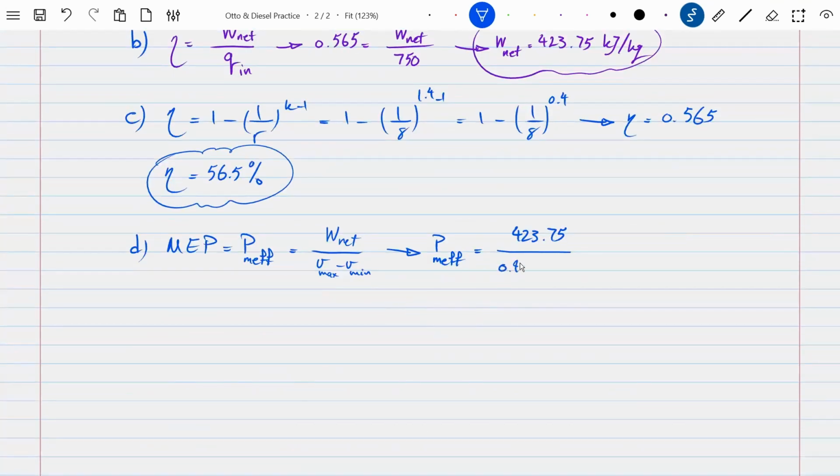So 0.91 minus 0.11375. Use a calculator, and you get 532.18 kilopascals.